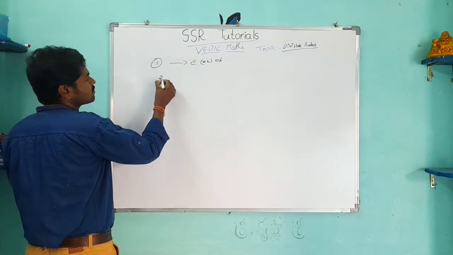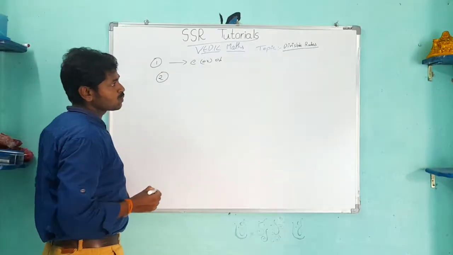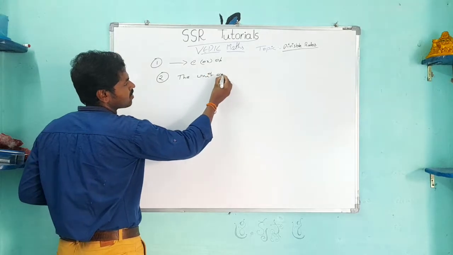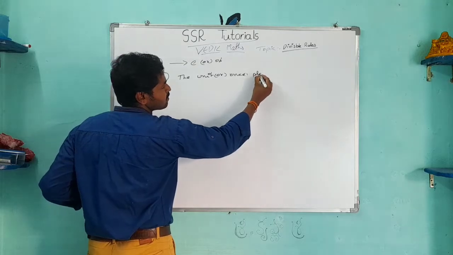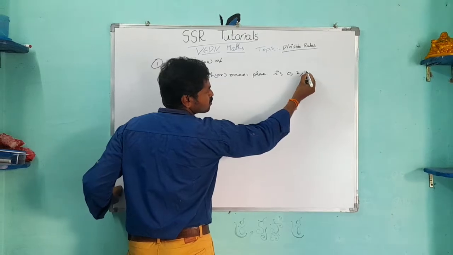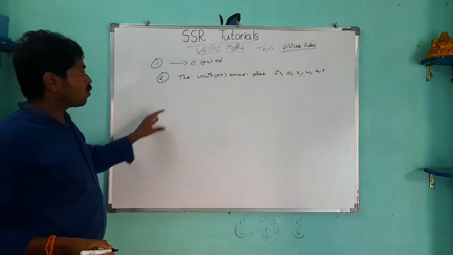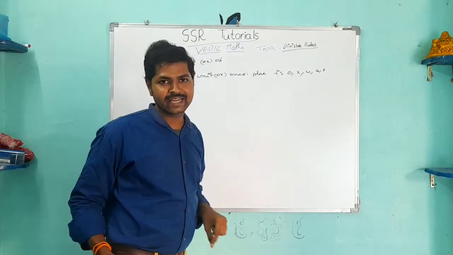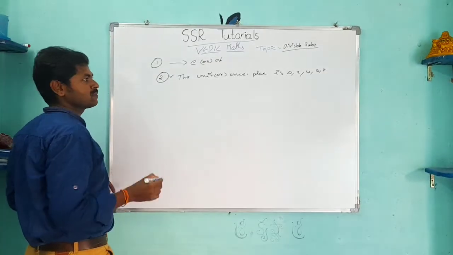Next, divisibility by 2. So what is the rule of divisibility by 2? First of all, the units digit, that is the ones place. If the ones place is 0, 2, 4, 6, or 8, then that number is divisible by 2. Simply, even numbers.